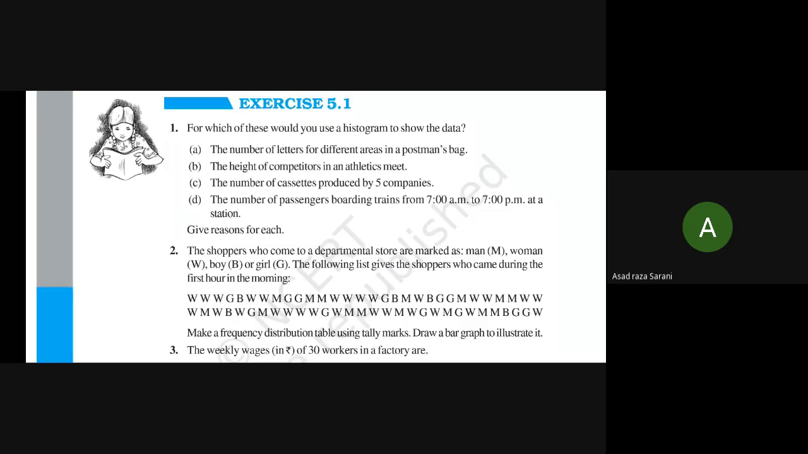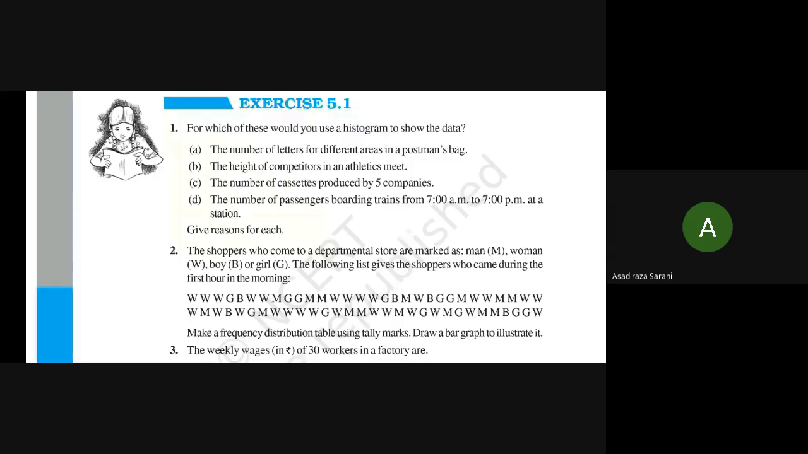The first question, the number of letters for different areas in a postman's bag. We cannot use a histogram in this type of data, because the letters are A to Z, A, B, C, D, E, F, G up to Z, in which we cannot use any grouping. So we are not using a histogram for representing this data. So in the first question, we cannot use a histogram.